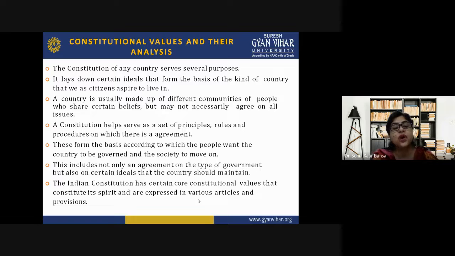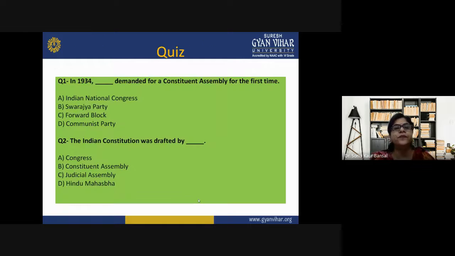This includes not only an agreement on the type of government but also on certain ideals that the country should maintain. The Indian Constitution has certain core constitutional values that constitute its spirit and are expressed in various articles and provisions. So these are the constitutional values and their analysis. Now, students, this is quiz time, and I hope you will answer some of the questions. Just answer these questions in my comment box, as they are very important from the Constitution.